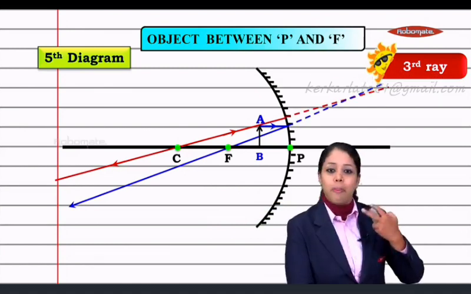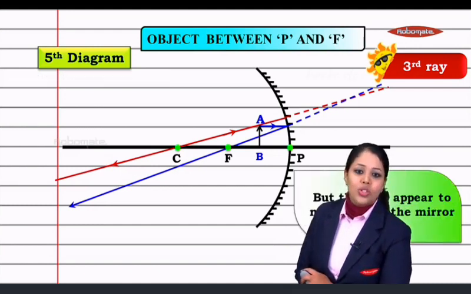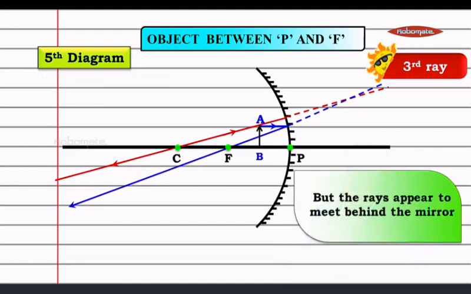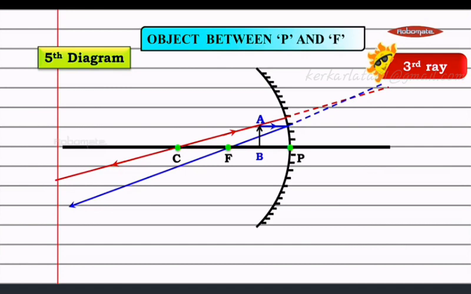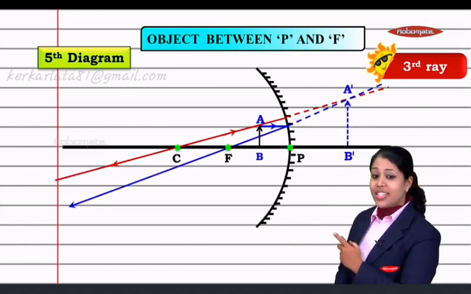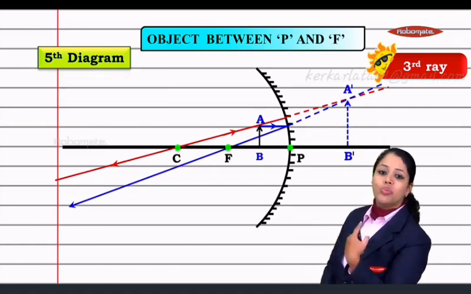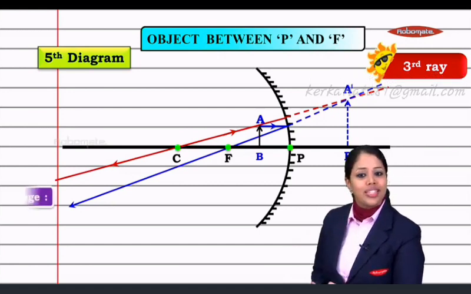So when we extend it behind the mirror, students, you have to make it a dotted line, right? So we say the rays appear to meet behind the mirror. They are not actually meeting. We are making them meet behind the mirror. Where they intersect, you make a dotted image and you name it as A dash, B dash. This is a virtual image, students, because the rays appear to meet. They don't actually meet.